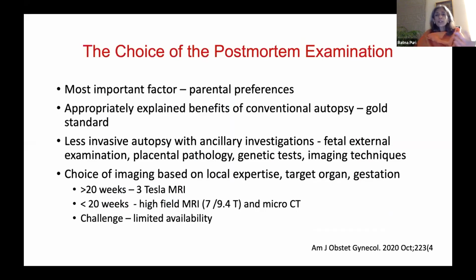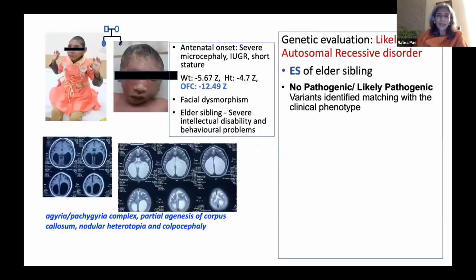So the choice of the postmortem examination really depends first on the parental preference. We know that the conventional autopsy is the gold standard. Then we have less invasive autopsies according to what I've just shown you. And of course, then you have the higher end non-invasive methods that I hope would come in the near future, but they are very, very expensive. And then finally, we have many situations where we are not able to give a diagnosis to the family. And this is one of them with whom I'm still struggling.